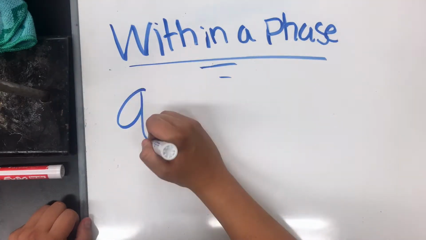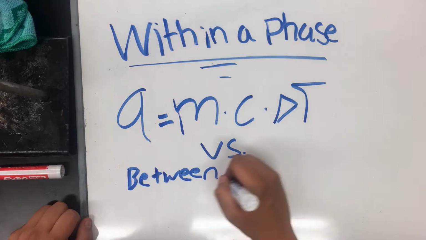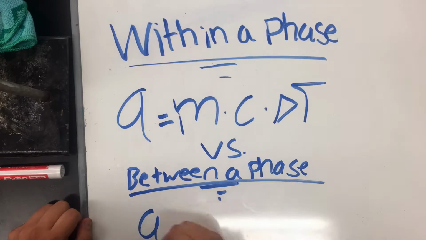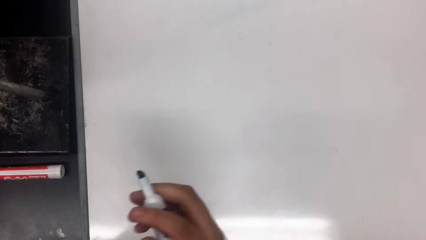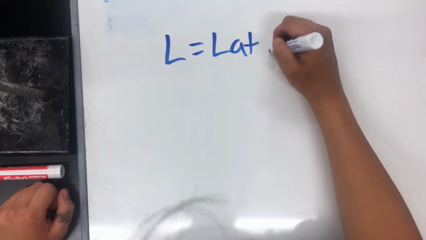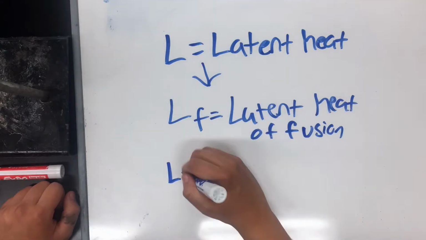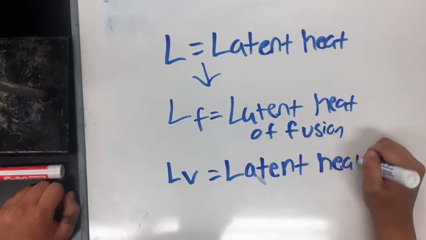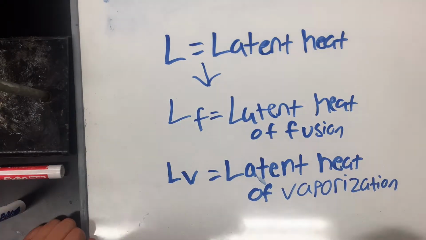The way heat is measured is different when you're going within a phase versus between phases. Within a phase, heat is calculated as we said, m times c times change in temperature. But between phases, such as melting, when it's actually switching, it's calculated as Q equals m times L, latent heat. L has two variations, LF, latent heat of fusion, and LV, latent heat of vaporization. You use these when going between different phases.